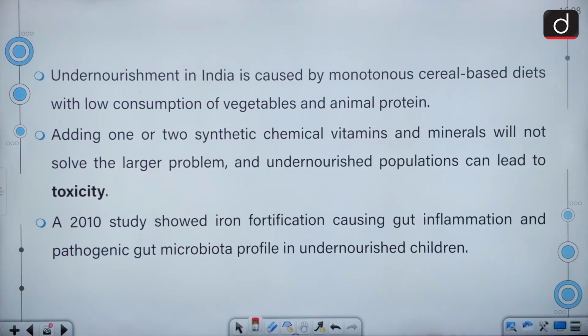Undernourishment in India is caused by monotonous cereal-based diets with low consumption of vegetables and animal protein. Adding 1 or 2 synthetic chemical vitamins and minerals will not solve the larger problem, and in an undernourished population can lead to toxicity. A 2010 study showed iron fortification causing gut inflammation and pathogenic gut microbiota profile in undernourished children.